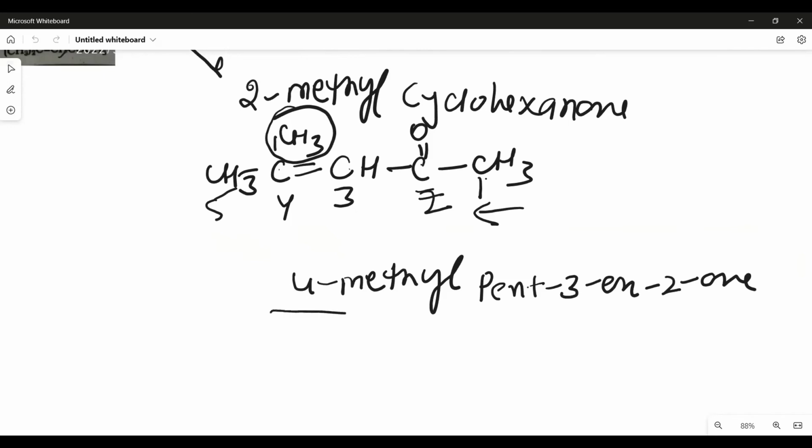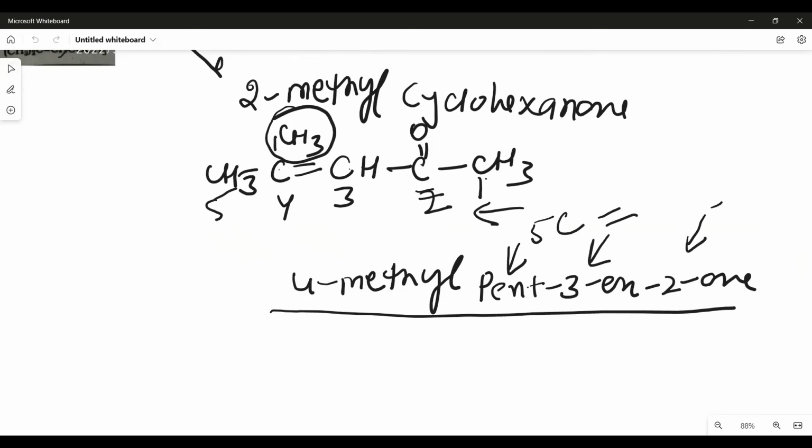Now from this nomenclature we can easily find out there is 5 carbon atom chain. At the third position there is double bond. At the second position there is C double bond O bond. On means there is a ketone, and at the fourth position there is methyl group present.